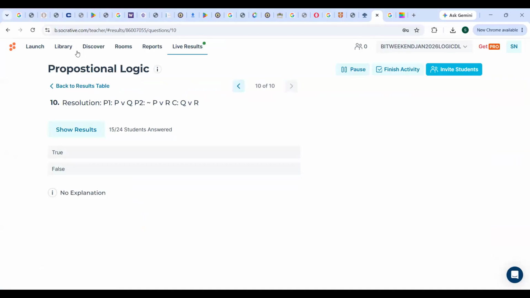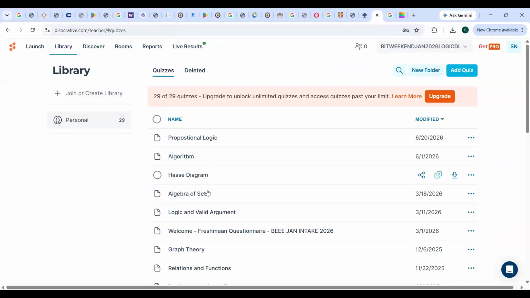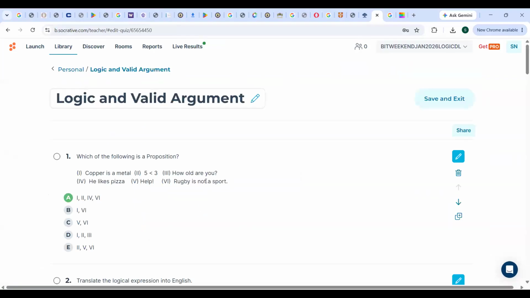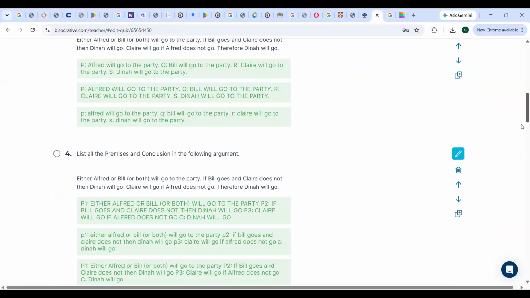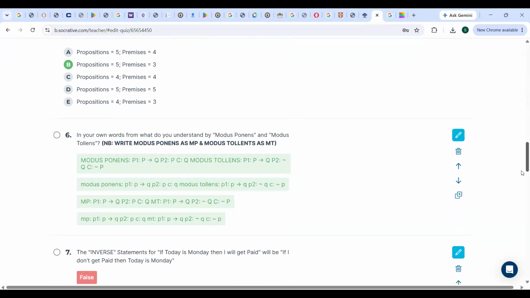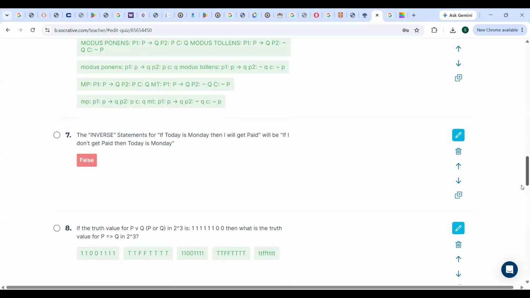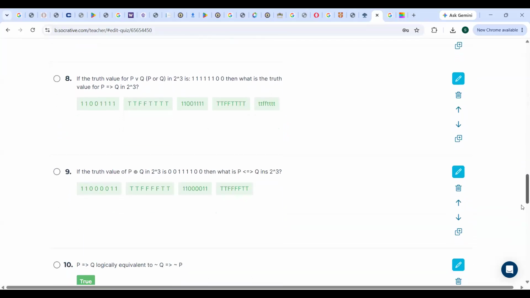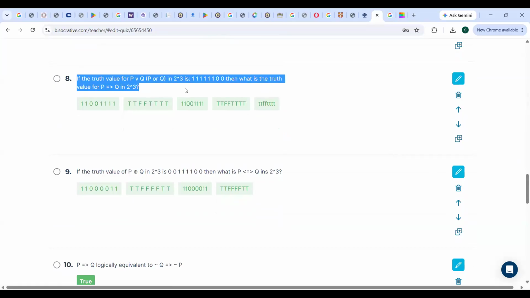Okay, it's not here, but look at a question like this. Hopefully next week you do this one. Yes, look at question number 8. Can you see number 8? If the truth value of P or Q is 2 raised to the power 3, then what's the truth value of P implying Q? 2 raised to the power 3.